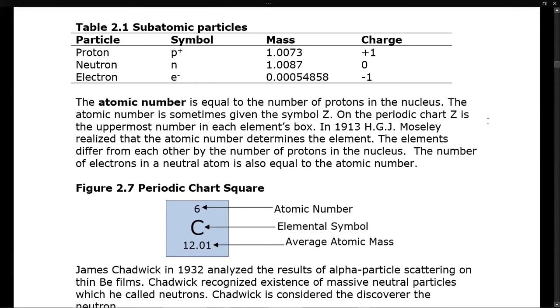The atomic number is equal to the number of protons in the nucleus. The atomic number is sometimes given the symbol Z. On the periodic chart, Z is the uppermost number in the element's box.